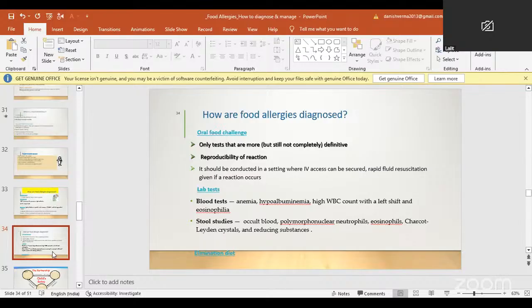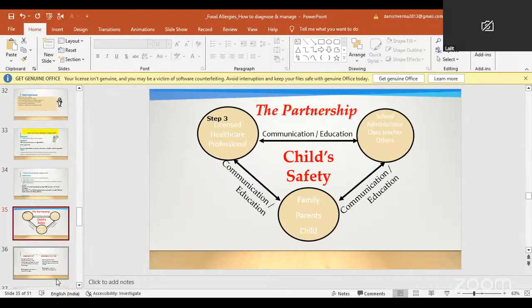If you're considering sending anything, then do a lab test which includes hemoglobin and albumin, which will be low, and the white count will usually be high with left shift and eosinophilia. Stool studies will, of course, tell you about occult blood and high eosinophil count, and reducing substance will be positive, but they're not very informative.